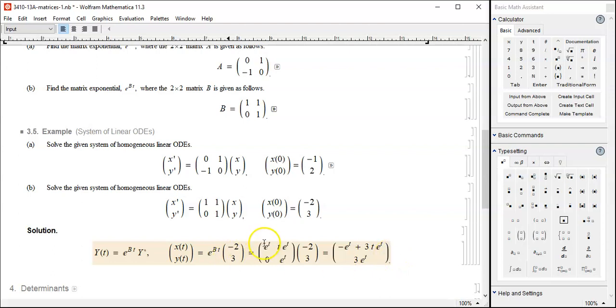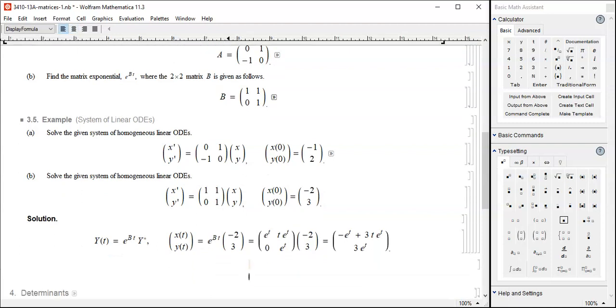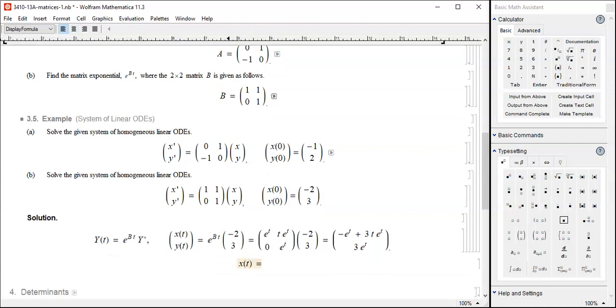Remember? So this matrix times the initial condition, well, here's a matrix computation. So what do you end up with? x of t is negative e to the t power plus 3t e to the t power. And y of t is 3 e to the t power. And there goes the unique solution, given by the equation, the ODE, and the initial condition. And that's how you can do it.